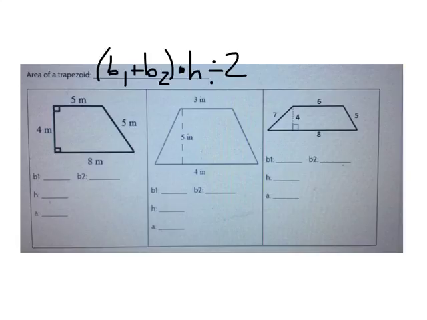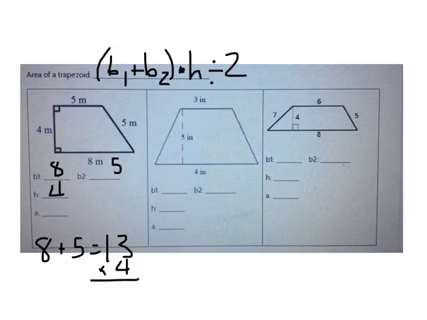In this trapezoid, base 1 is 8 and base 2 is 5. The height forms a right angle. It's 4. So let's do it. What's 8 plus 5? It's 13. What's 13 times 4? It's 52. Now, to find the area, I need to divide by 2. 52 divided by 2 is 26.